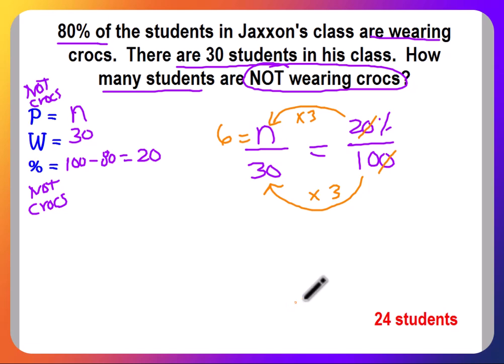This one says 24. Why do you think it says 24? Because the 24 represents how many are wearing Crocs. 80% is the 24. So this is a wrong answer. This one should say 6 students.